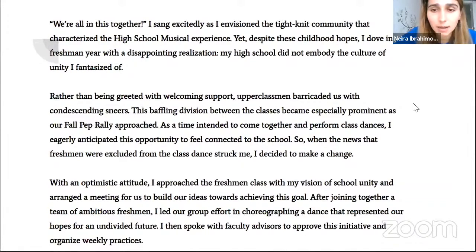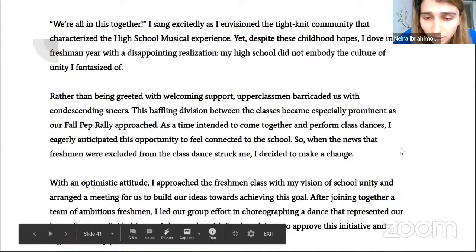As a time intended to come together and perform class dances, I eagerly anticipated this opportunity to feel connected to the school. So, when the news that freshmen were excluded from the class dance struck me, I decided to make a change. With an optimistic attitude, I approached the freshman class with my vision of school unity and arranged a meeting for us to build our ideas towards achieving this goal. After joining together a team of ambitious freshmen, I led our group effort in choreographing a dance that represented our hopes for an undivided future. I then spoke with faculty advisors to support this initiative.